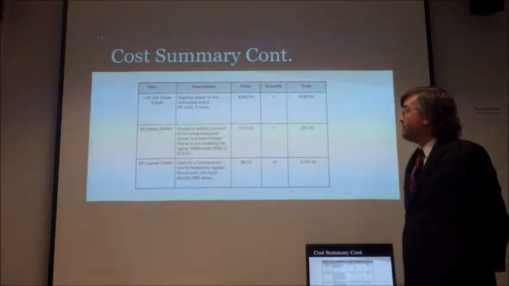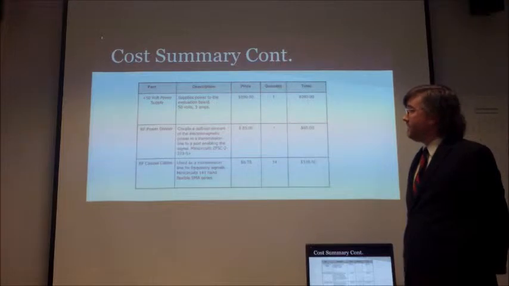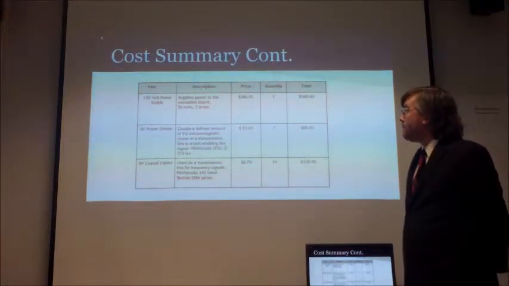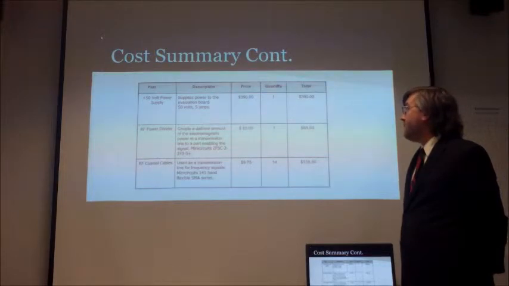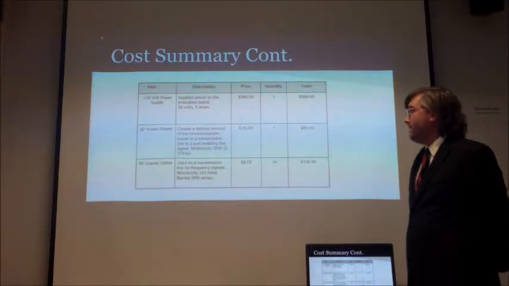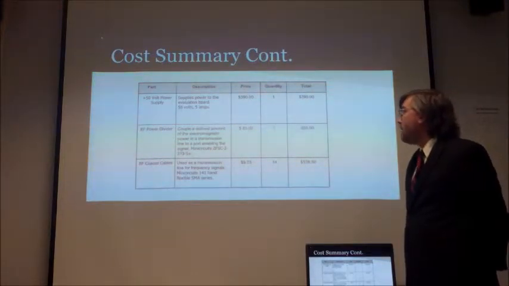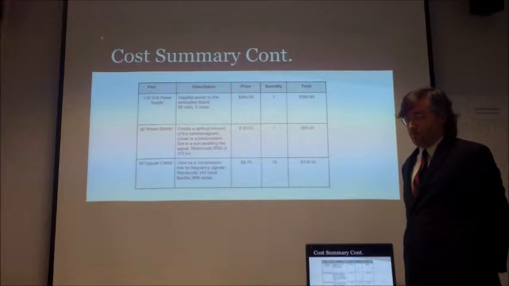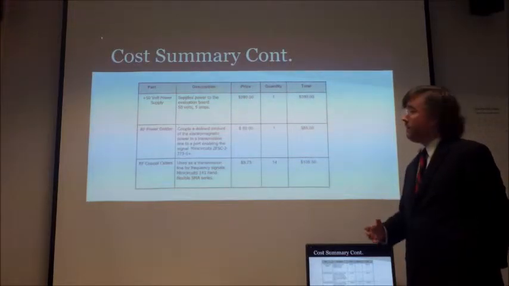A 50-volt power supply, which will be the main power supply for the system. An RF power divider, which couples defined amounts of electromagnetic power to the transmission lines to enable the signal in the mini circuits. And then RF coaxial cables, which will basically tie the whole system together.